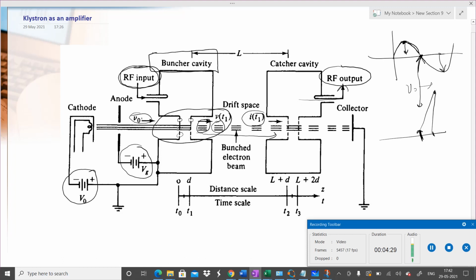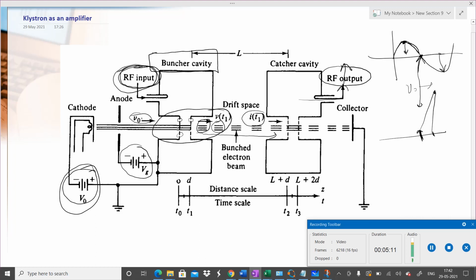Now, because of the voltage V0, the DC voltage here, which is kept very high, we will see the assumptions later, the electrons' kinetic energy here will be converted to the corresponding potential energy, and as a result, the oscillations at the output of this catcher cavity will have quite a high magnitude as compared to the RF input, and hence we will get the amplified version of the microwave RF signal which is fed as input at the buncher cavity. This is the qualitative brief working of this klystron.